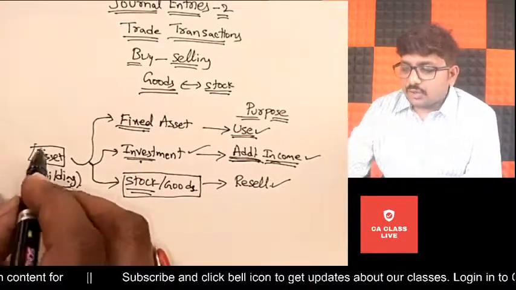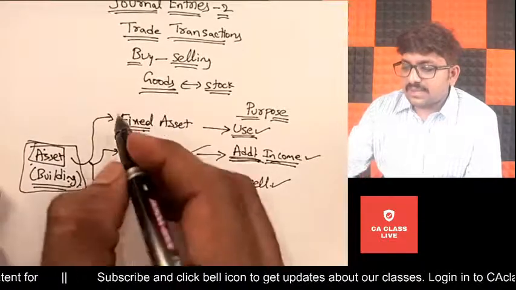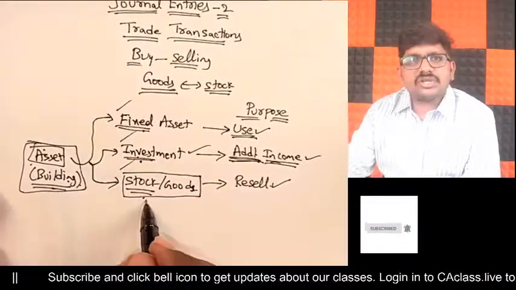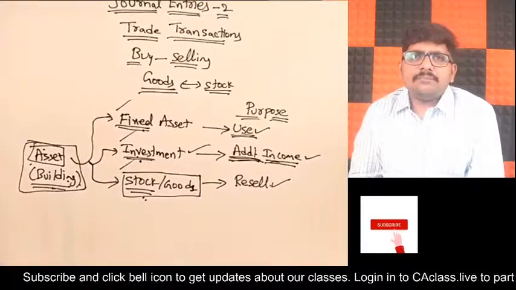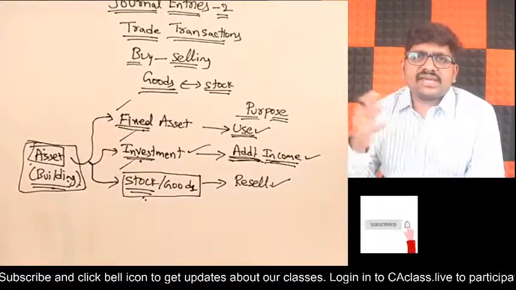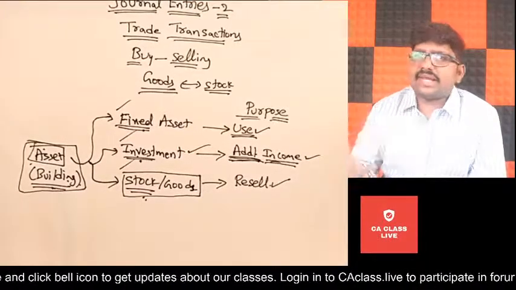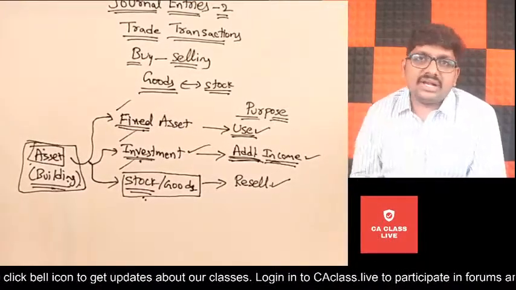So as I told, any asset for this purpose can be treated as a fixed asset or investment or a stock. Sir, can a building be stock, sir? Yes, of course. For example, some real estate people keep on buying buildings and keep on selling buildings. Correct, friends? Apartments and all, they'll keep on buying, keep on selling. For them, they can show buildings as stock as well.